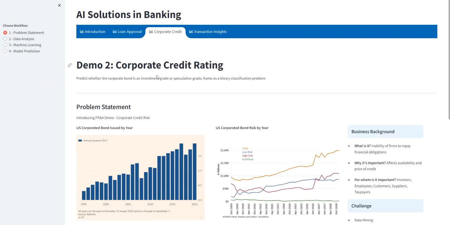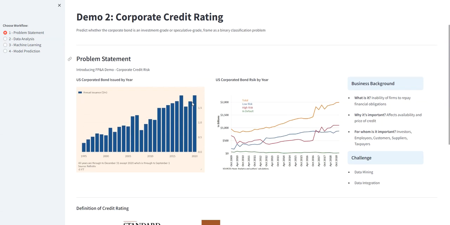So the second demo we're going to show you is a large scale one. We just talked about the personal loan. Right now we are talking about corporate loans, so you have a corporate credit rating. We are going to predict whether the corporate bond is an investment grade or a speculative grade. We frame this again as a binary classification problem. But again, depending on your needs, you can also frame this as a multi-class classification or a regression problem.